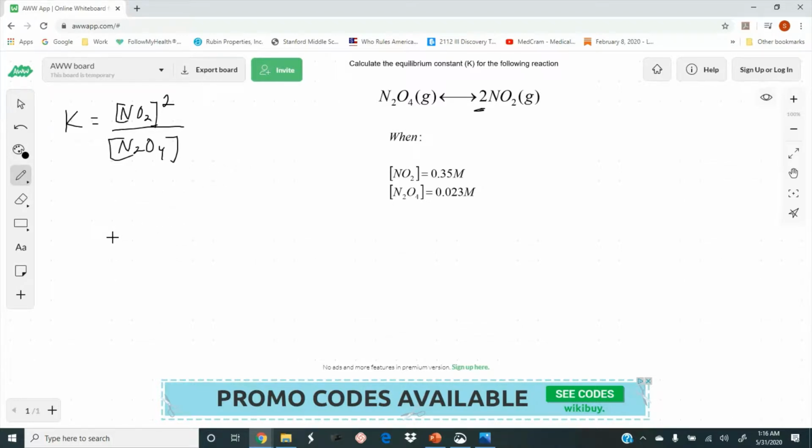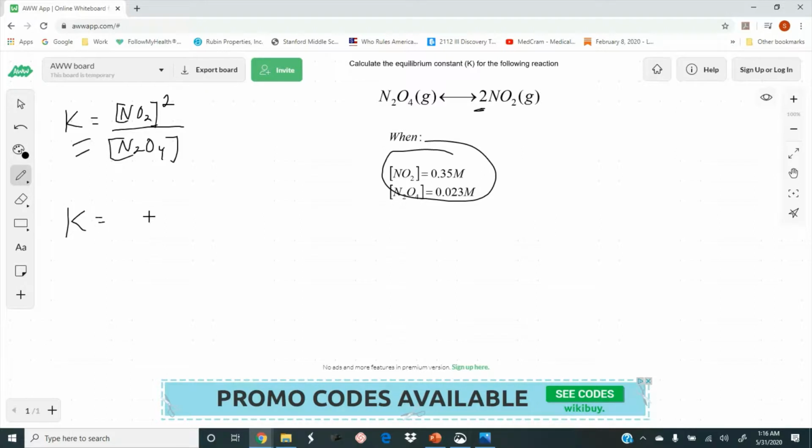Now what I have to do is actually calculate the K. We're actually calculating the K this time, and we're given these numbers right here. These are the concentrations at equilibrium. If these concentrations are not the equilibrium concentrations, then you can't do this. But we're assuming that they are.